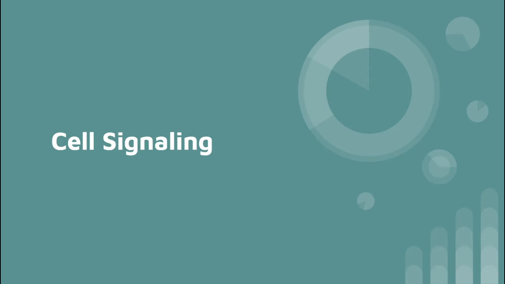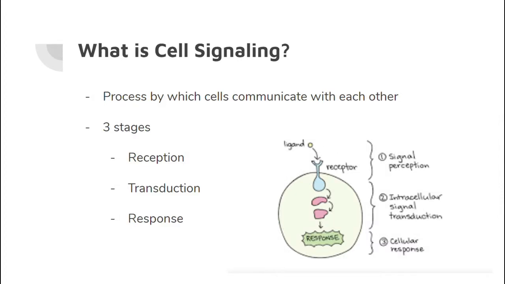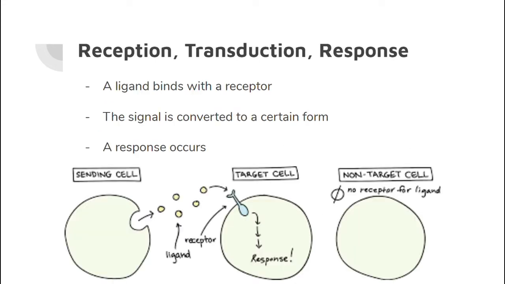Okay, so today we're going to be talking about cell signaling. So to start off, what is cell signaling? Cell signaling is the process by which cells communicate with each other, and there are three stages to cell signaling, and these are reception, transduction, and response.